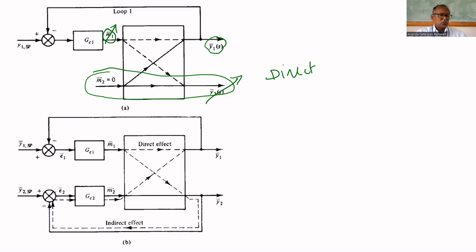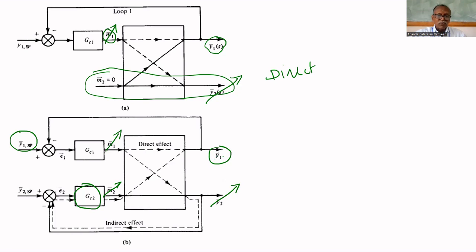Suppose both loops are closed. In that case, to keep y1 equal to y set point, M1 is manipulated. That has direct effect on y1. And at the same time, M1 deviates y2. Because of the deviation, it is in closed loop, that's why this GC2 will take necessary action to control y2. That's why M2 will be varied. There is no change in y2, but there is a change in y1 only.